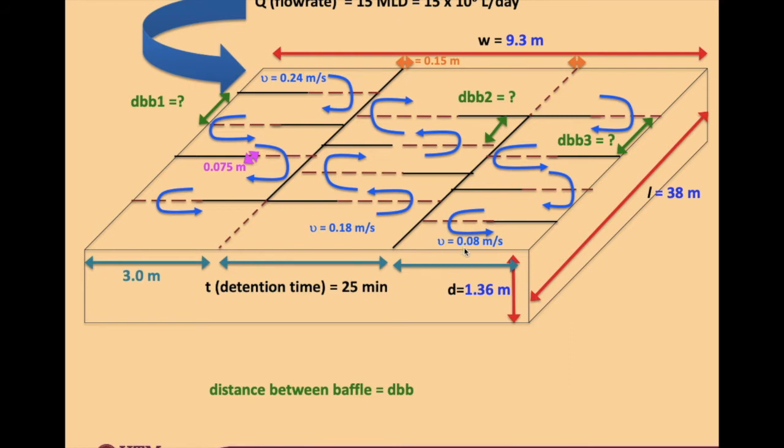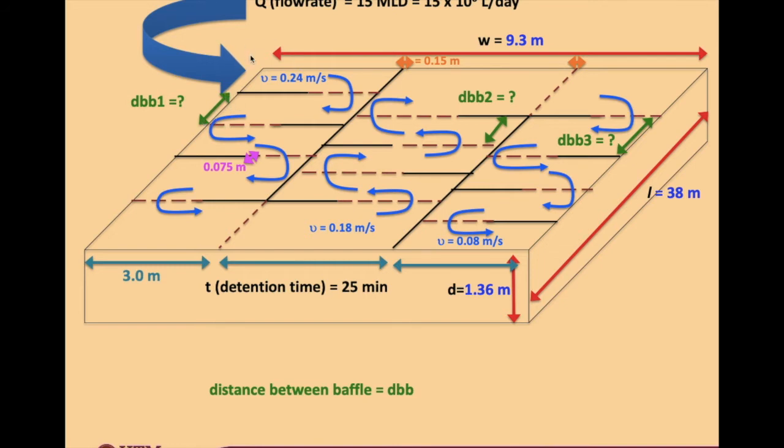Since we are referring to example 2, we have already calculated the width, which was 9.3 meters. It's not going to change. The length also is 38 meters and the depth is 1.36 meters, so it's not changing. Now how do we find out the number of baffles that we have, the number of channels, and also the distance between baffles?